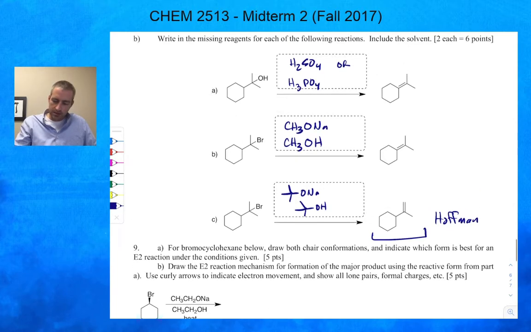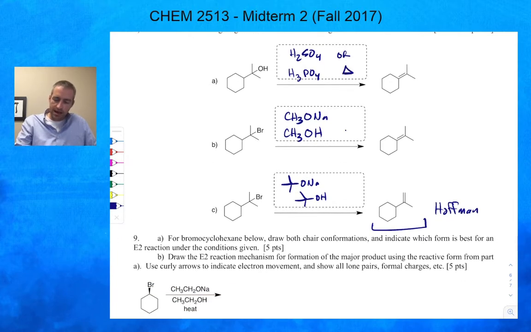By the way, for all these elimination ones, heat would be a great thing to add in all examples because heat promotes elimination.